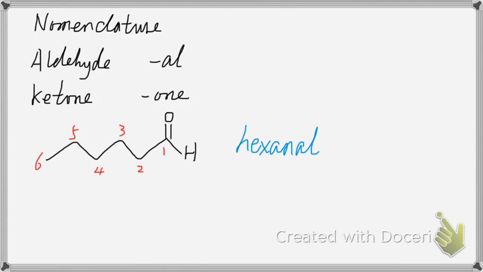So we name this compound as hexanal. You don't have to put down the 1 to indicate aldehyde. By default, the carbonyl of the aldehyde will always be at carbon 1. Alright, so the 1-hexanal, the 1 dash can be omitted.